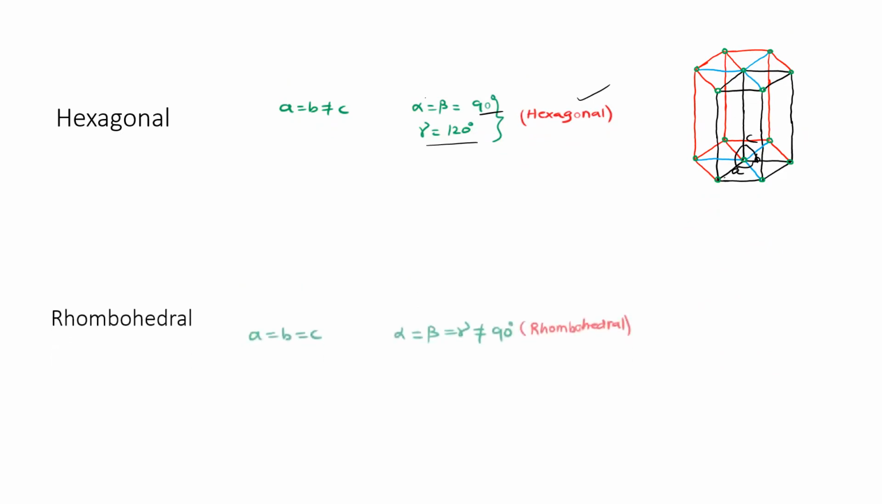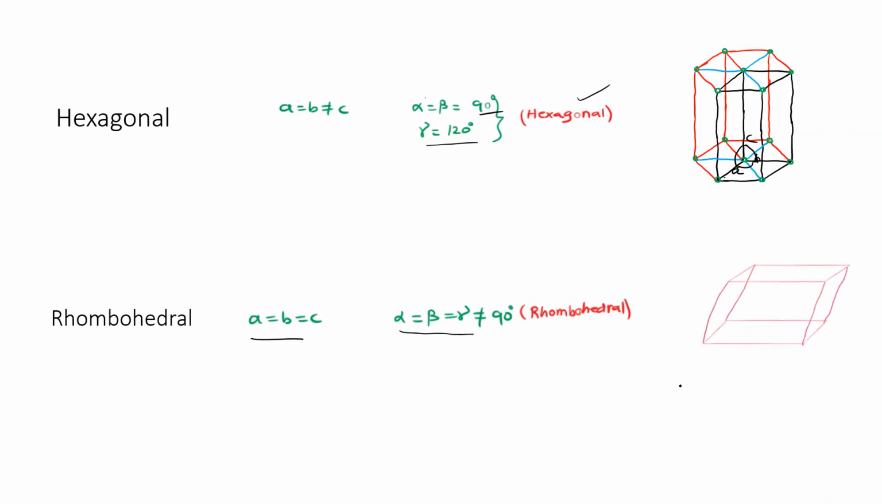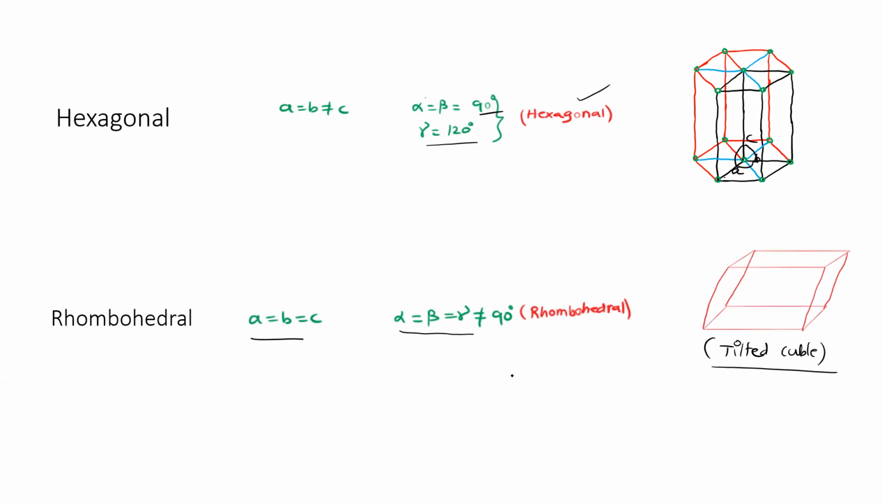Then rhombohedral. Here also A equal to B equal to C. Alpha equal to beta equal to gamma, but exactly not equal to 90 degrees, because it's a tilted cube. Tilted cube like structure. So the angles may differ, but the edge lengths are equal.